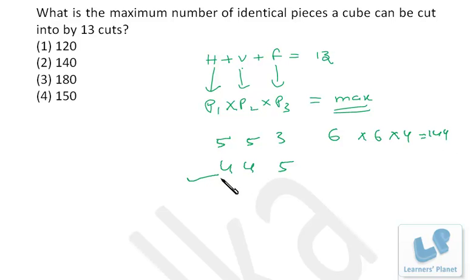144. Okay, now if H, V and F are these, maybe in any order, doesn't matter. From 4 cuts you'll be getting 5 parts, then 5 parts and then 6 parts. So 6 5s are 30, into 5, 150, right? So the maximum number of parts is 150, that will be the correct choice. So minimum difference will produce maximum product. Okay, so 150 is the answer for this particular question. Okay, I hope you are getting me.